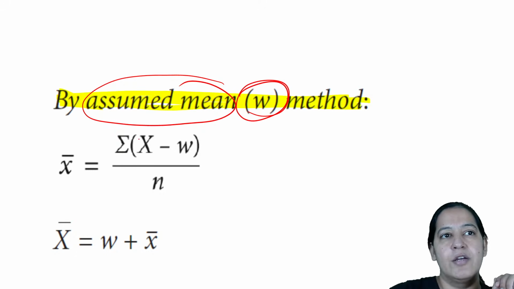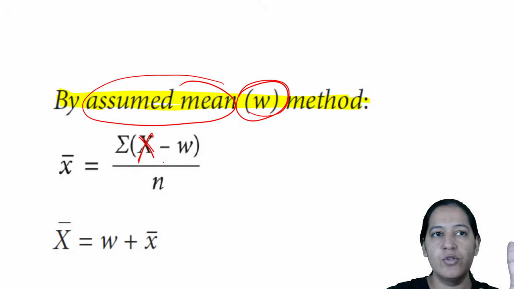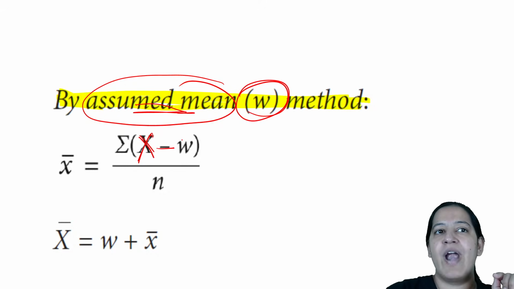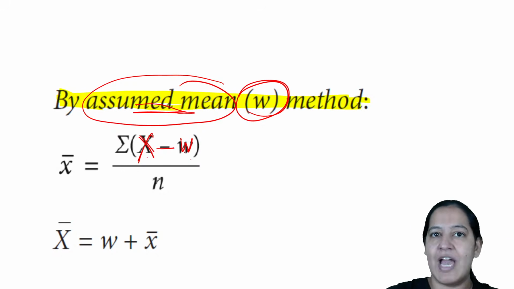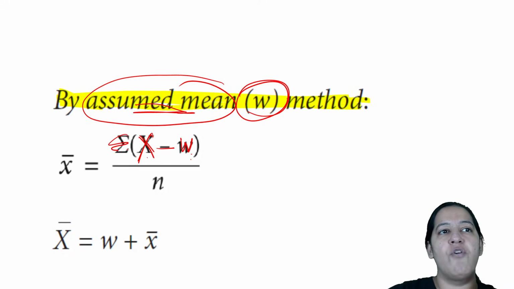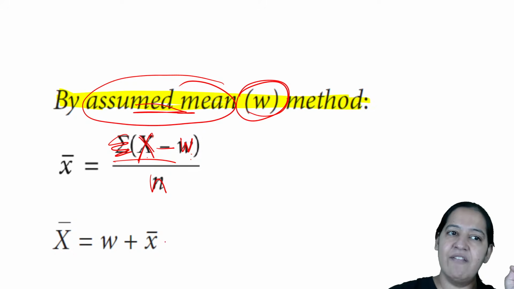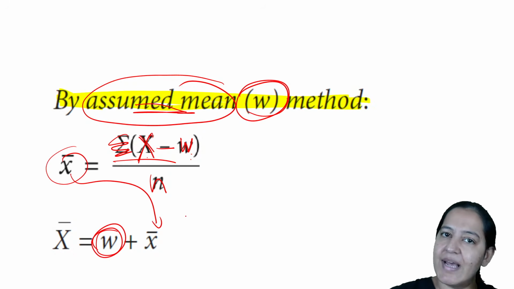You will take all values, all observations, individually, one by one. Whatever assumed mean you are assuming, you will subtract that assumed mean from all of them. So your answer can be positive or negative. Do the summation of all the answers and divide it by n. Then whatever answer you get, just add your assumed mean to that. I will give you an example that will be better.